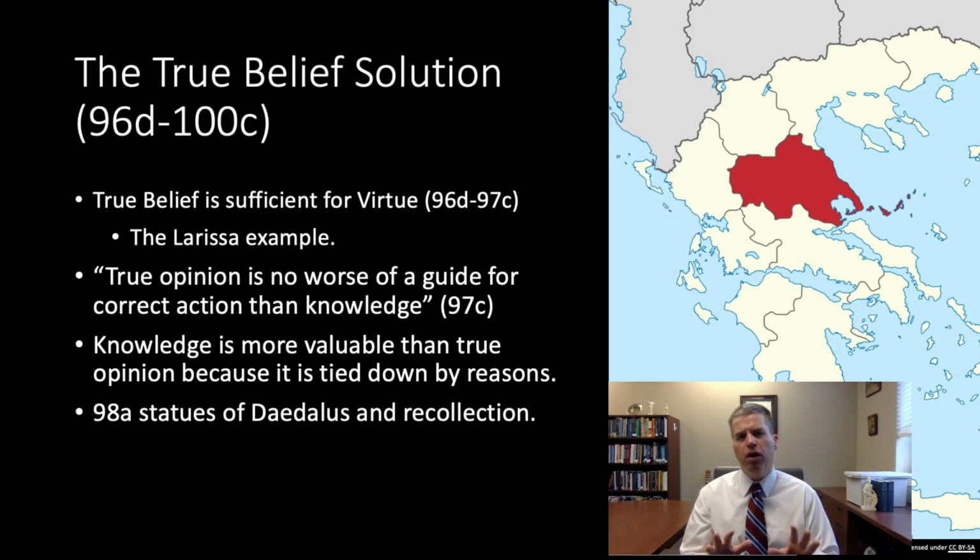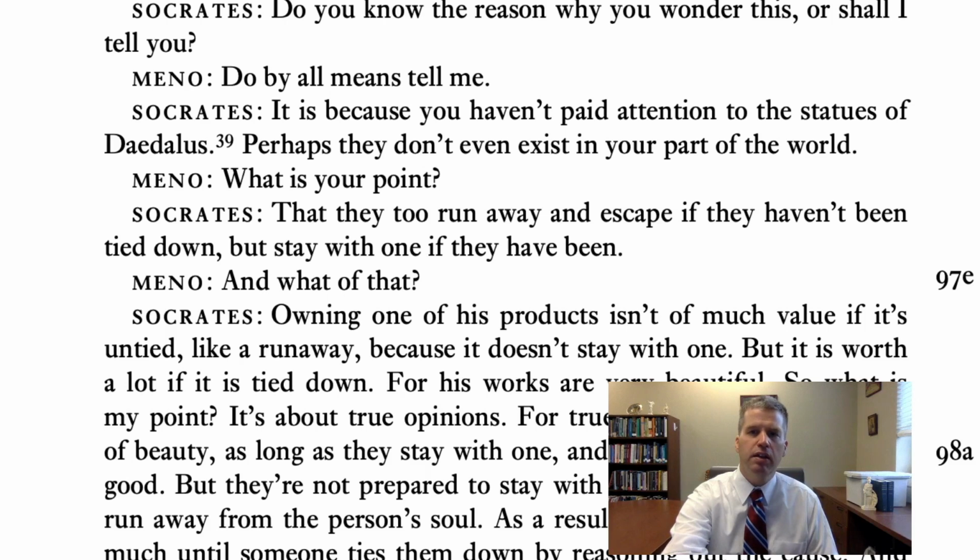So Socrates and Meno are puzzled here, and Socrates says, look, I know that knowledge is more valuable than true opinion, but the difference between knowledge and true opinion isn't with respect to action. What is that difference? How do we explain the difference between knowledge and true opinion? And Socrates says that, well, knowledge differs from true opinion in that it's tied down by reasons. And so what I want to do is look at this passage in the Meno. So this is 98a.